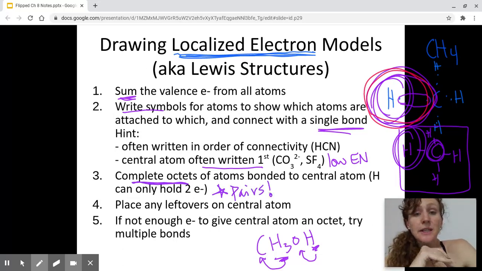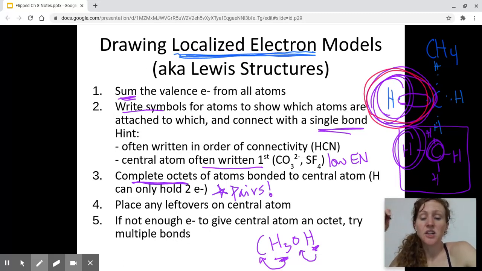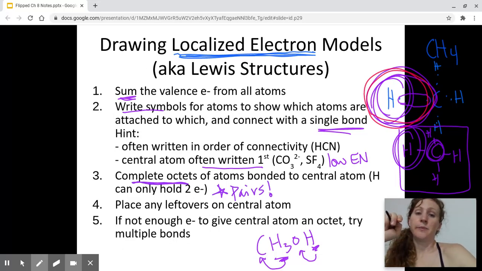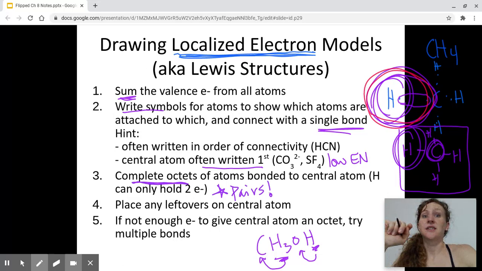Okay, at this point in time, you may be done. You want to go ahead and count up how many electrons you started with, how many you used, and see if you are done distributing electrons or not. If everyone has 8 electrons at this point in time, if everyone has an octet, your Lewis structure is done. Now, there's a couple cases where your Lewis structure is not going to be done. And here are the 2 cases.